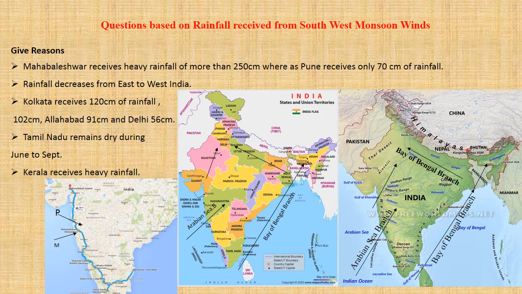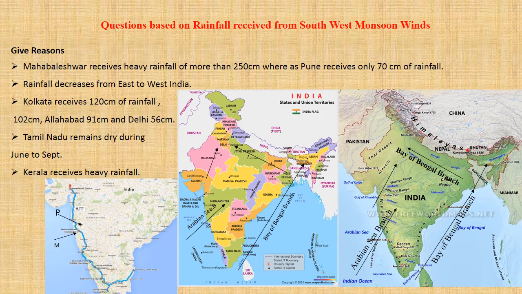Mahabaleshwar receives heavy rainfall of more than 250 centimeters, whereas Pune receives only 70 centimeters of rainfall. Now the reason behind that: if you look at the location of Mahabaleshwar in the small map to the left-hand side, Mahabaleshwar lies where shown with a pointer. It lies on the windward side of the Western Ghats. So the Arabian Sea branch will hit the windward side of the Western Ghats, and Mahabaleshwar receives heavy rainfall from the Arabian Sea branch.